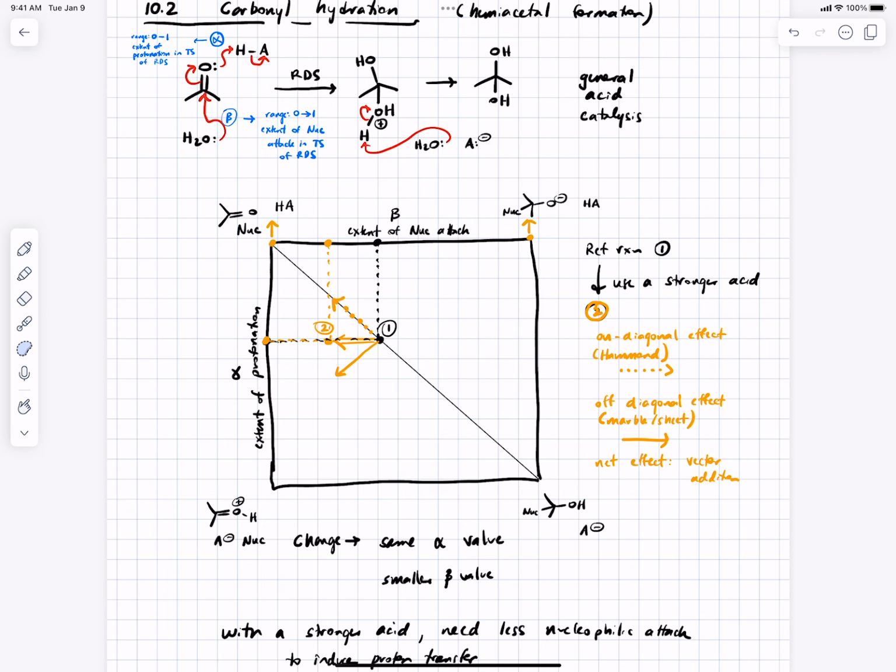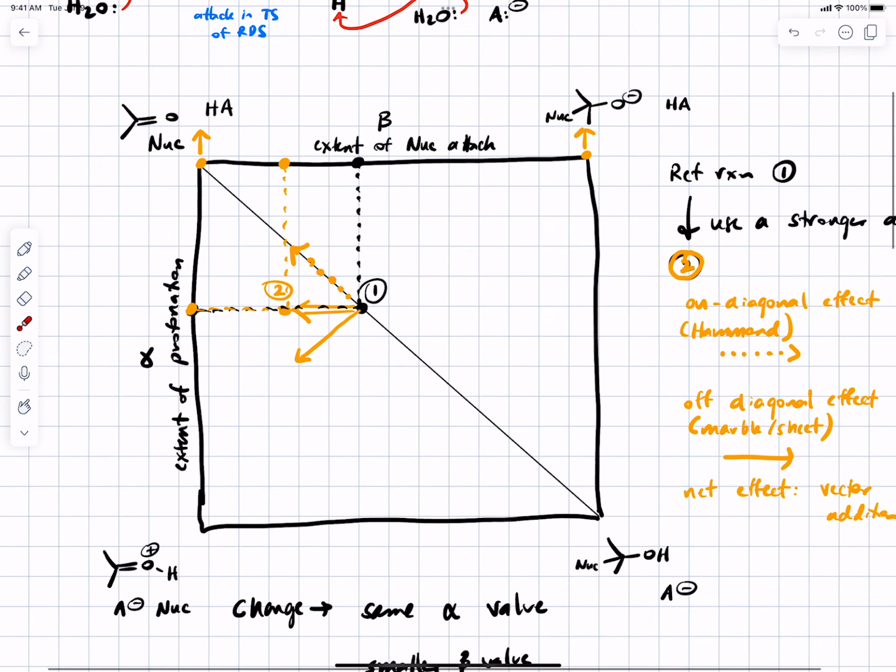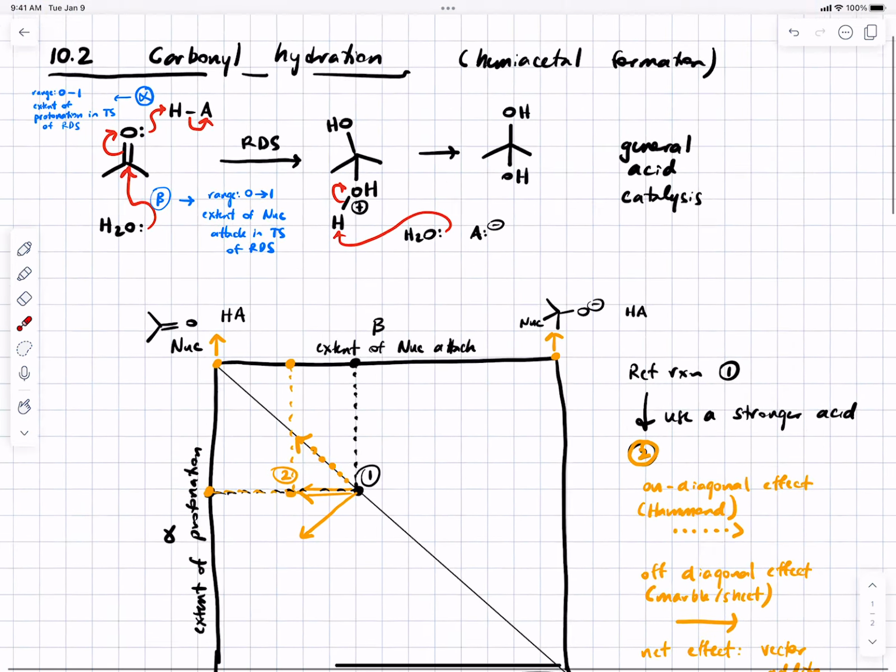And we said, interestingly, that for carbonyl hydration, the evidence is that as you increase the strength of the acid, it moves your transition state towards less nucleophilic attack. In a general acid catalyzed transition state where you have nucleophilic attack at the same time as protonation, if you use a stronger acid, apparently you don't need as much nucleophilic attack before the acid protonates the oxygen. Okay, so subtle interplay of issues, and that's the whole point of chapters 10 and 11.